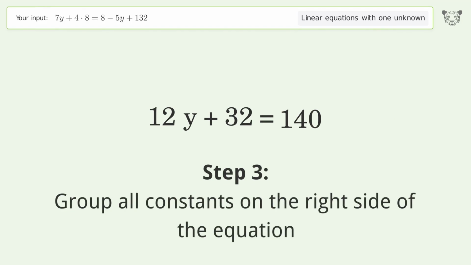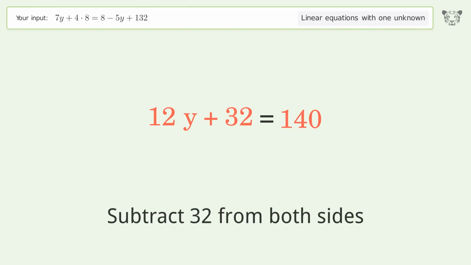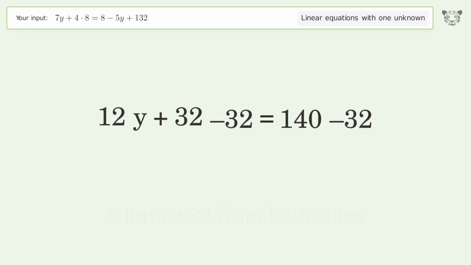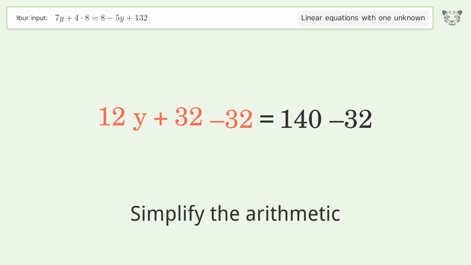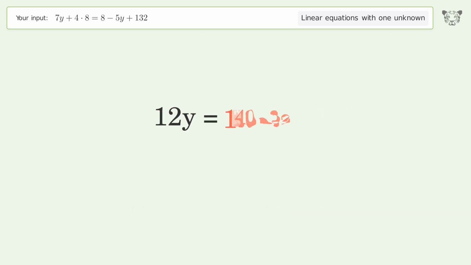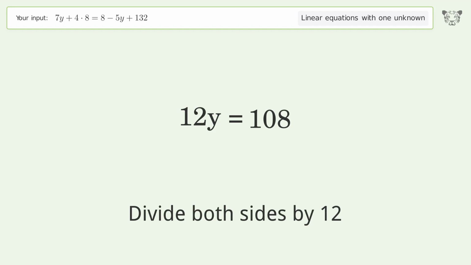Group all constants on the right side of the equation. Subtract 32 from both sides. Simplify the arithmetic. Isolate the y. Divide both sides by 12.